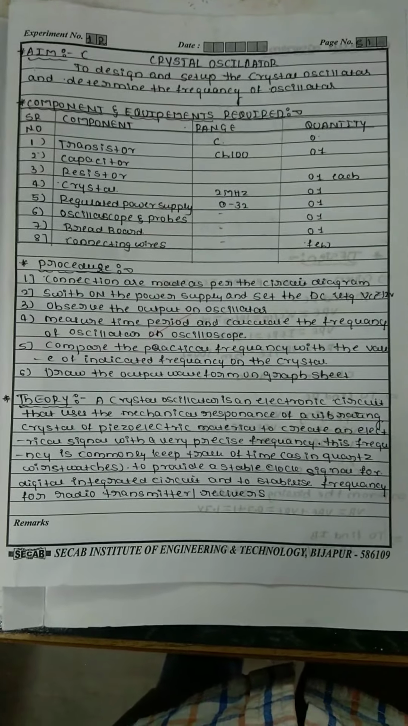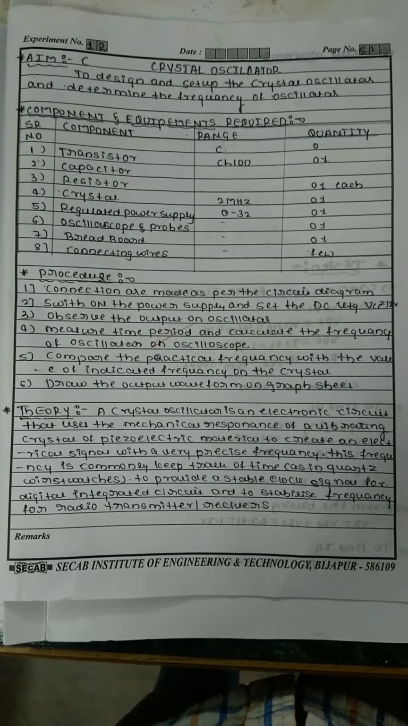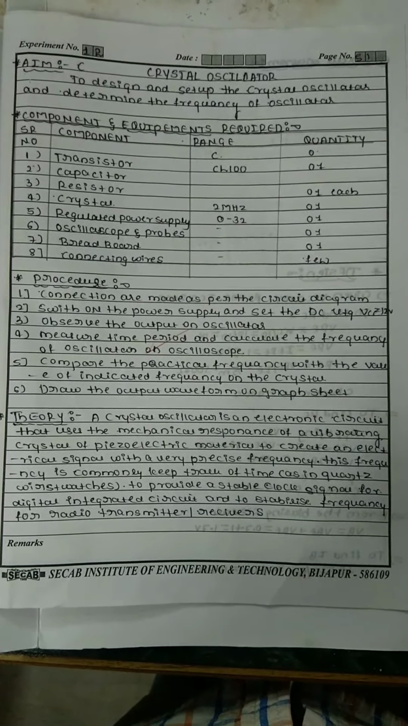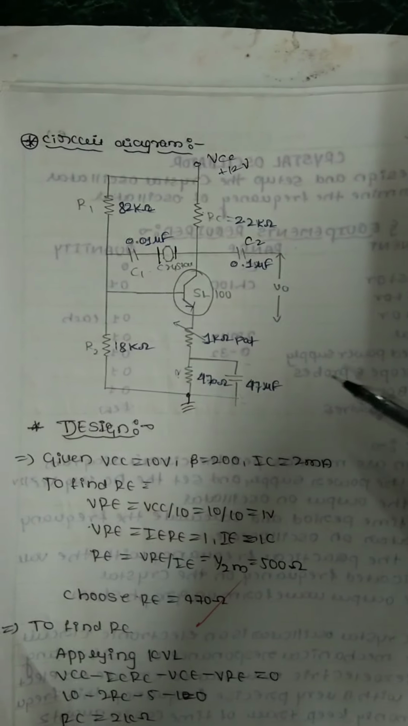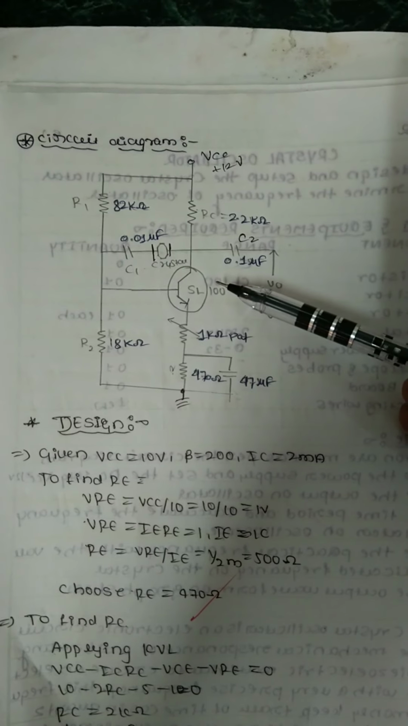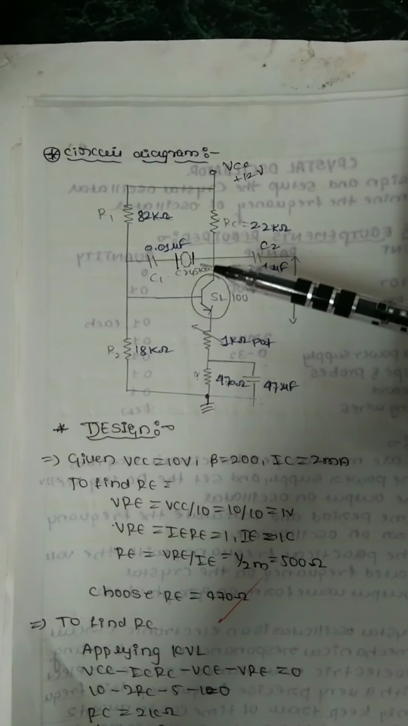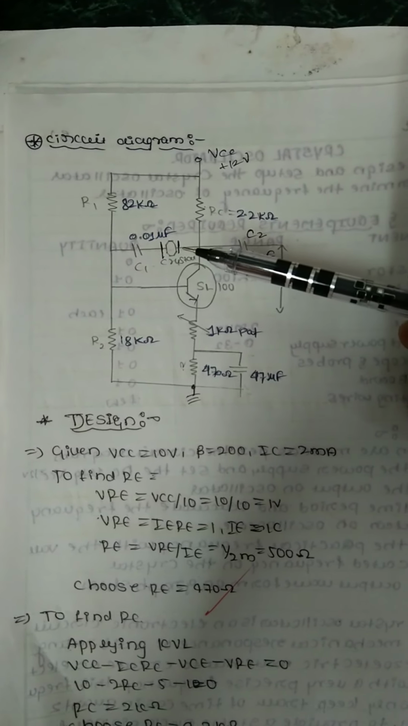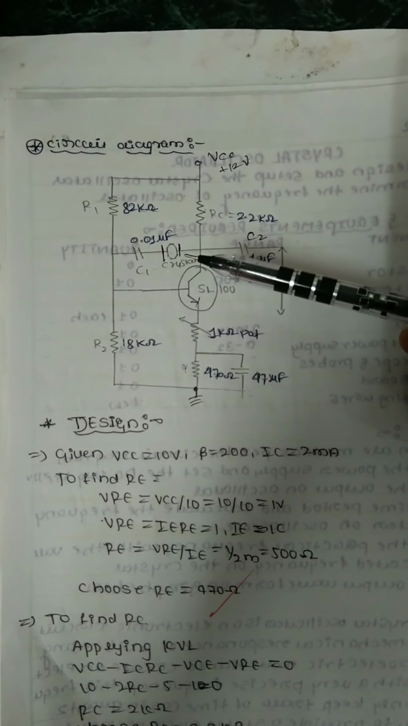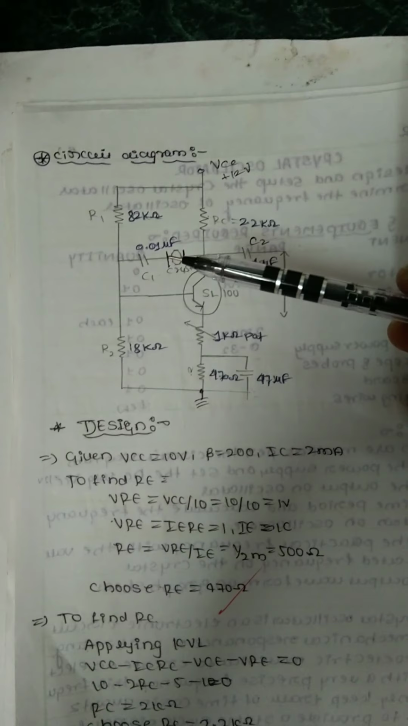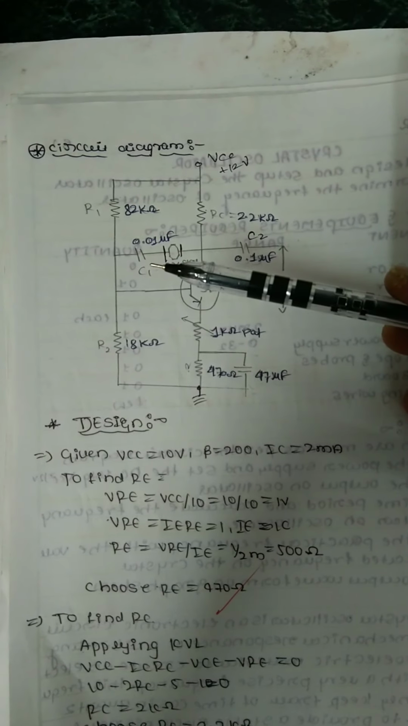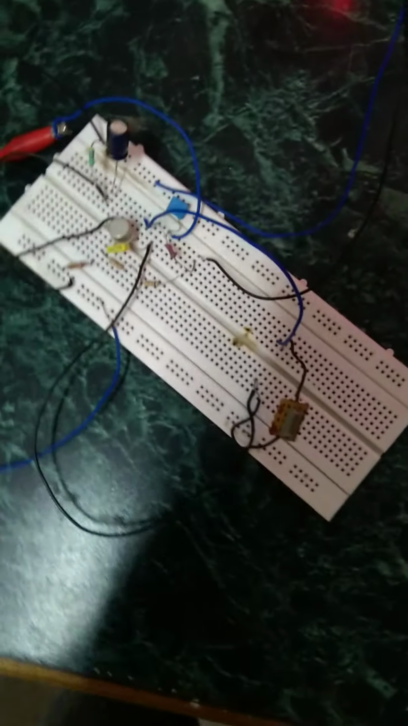So today we'll be discussing the crystal oscillator, and the aim of the experiment is to design and set up the crystal oscillator and determine the frequency of oscillations. The circuit diagram for this is shown here, and here we are making use of a SL100 or CL100 transistor, and we are connecting it in a voltage divider fashion again. And the special element that we are using is the crystal. This is the crystal symbol, and this crystal is being connected between collector and the base passing through the capacitor C1. Okay, so let us try to observe what all things are there in the circuit we have.